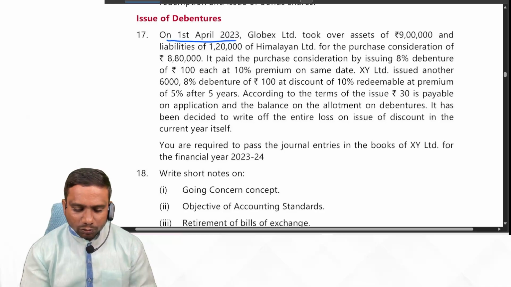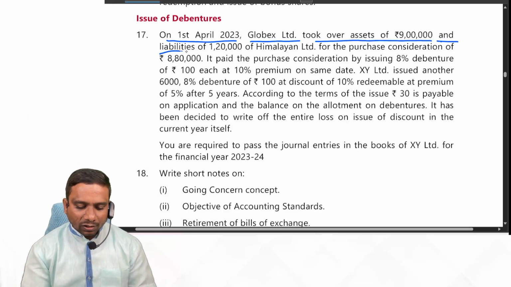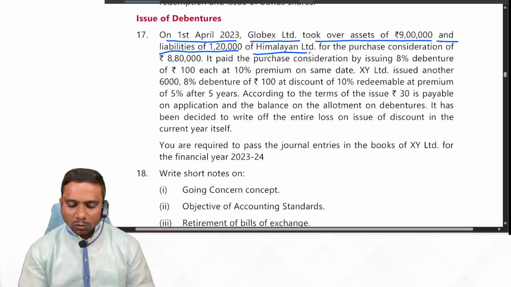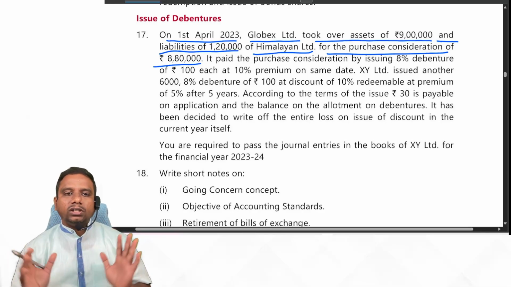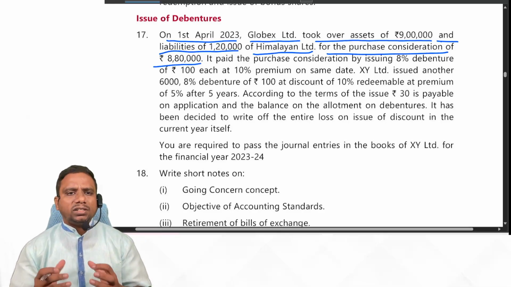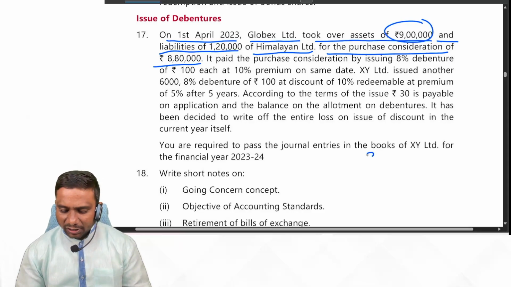On 1st April 2023, Globex Limited took over assets of 9 lakhs and liabilities of 1 lakh 20,000 of Himalayan Limited for the purchase consideration of 8 lakh 80,000. Now we have to record the entry. What is the entry we record? We have purchased a business. So assets account debit 9 lakhs, liabilities account credit 1 lakh 20,000.